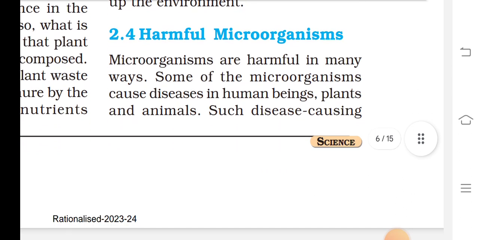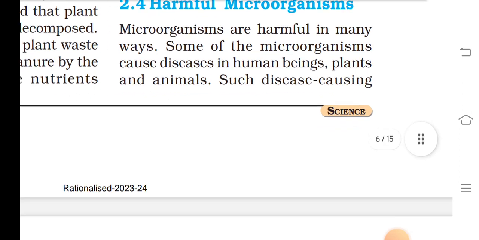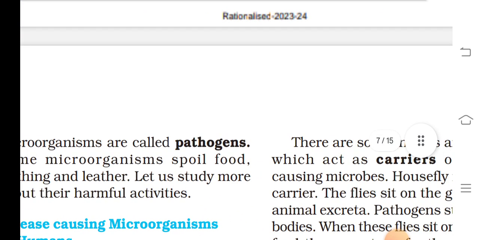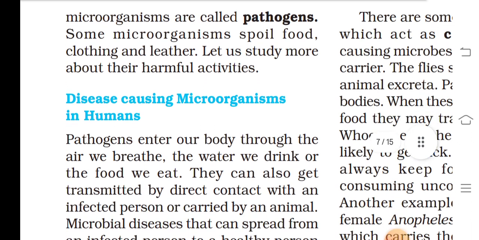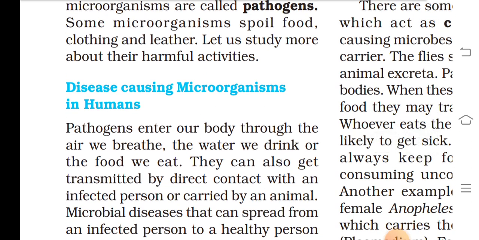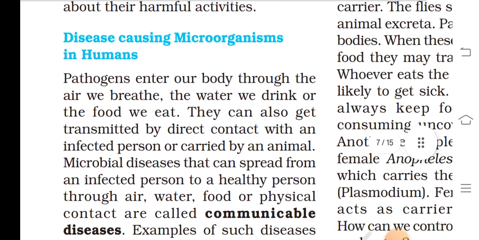Harmful microorganisms. Microorganisms are harmful in many ways. Some of the microorganisms cause diseases in human beings, plants, and animals. Such disease causing microorganisms are called pathogens. Some microorganisms spoil food, clothing, and leather. Let us study more about their harmful activities.